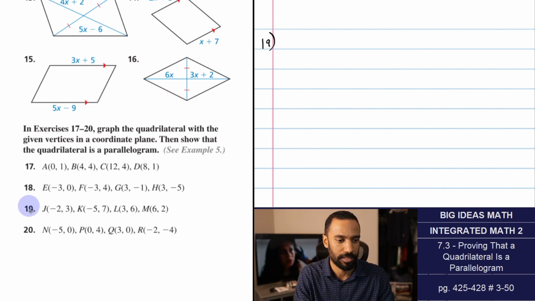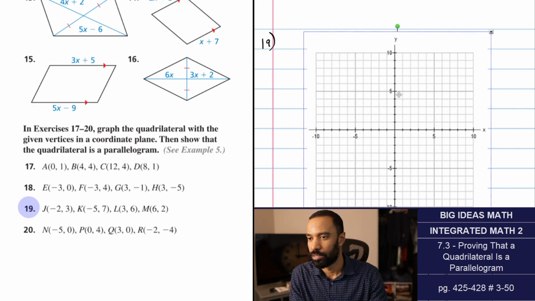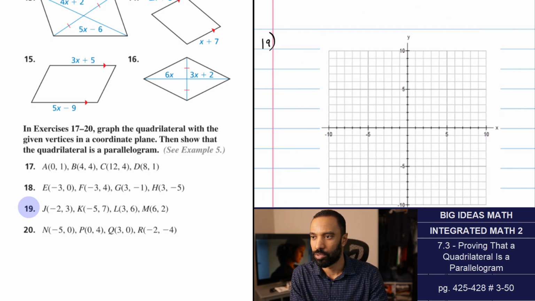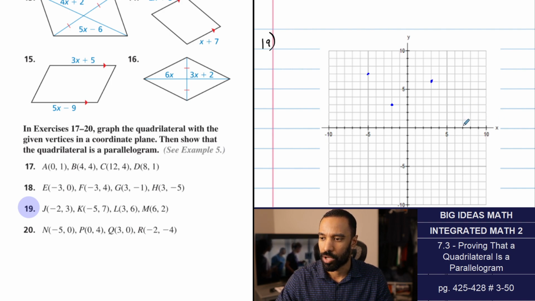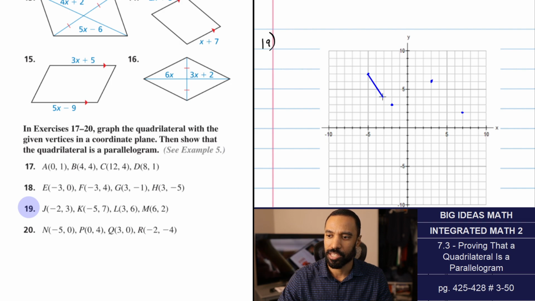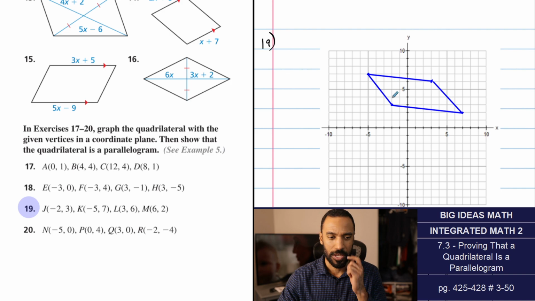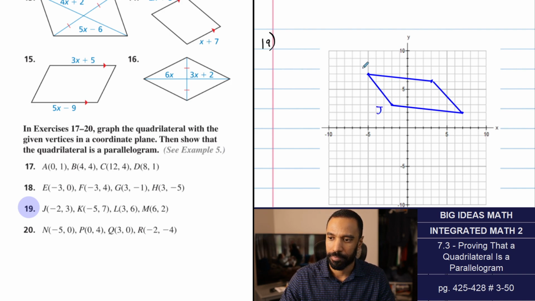Two more, number 19. Let's do some diagonal ones, shall we? Negative 2, 3. I'm going to assume this one is. Negative 2, 3. Negative 5, 7. 3, 6. 6, 2. Okay. Purely diagonalness. So let's pick a set of sides opposite each other, one or the other, and let's work out the magic that they want us to work out here. So this is JKLM.